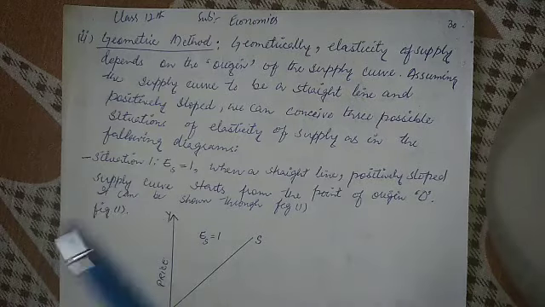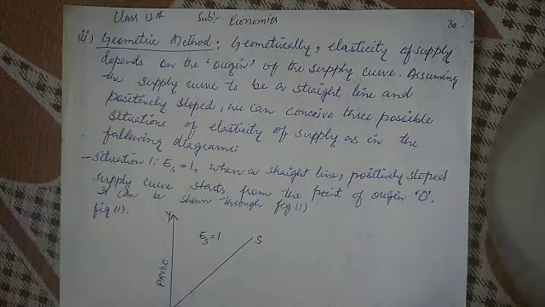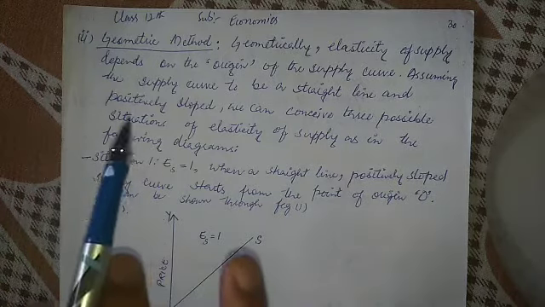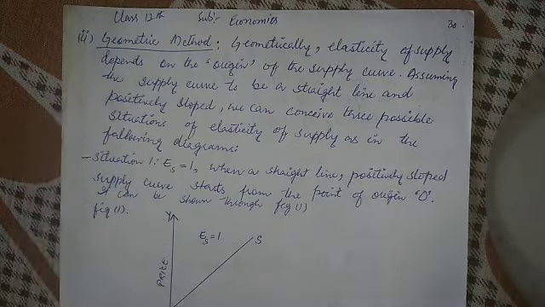We have discussed earlier proportionate method. Now we will discuss geometric method. Geometrically, elasticity of supply depends on the origin of the supply curve. Assuming the supply curve to be straight line and positively sloped, we can conceive three possible situations of the elasticity of supply.